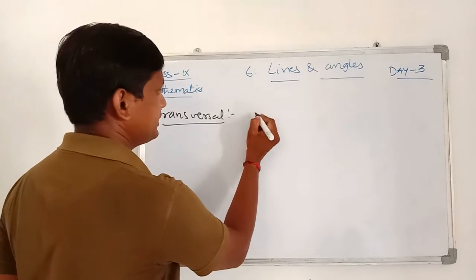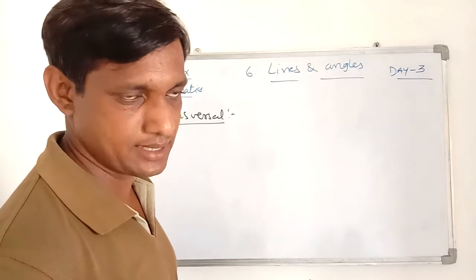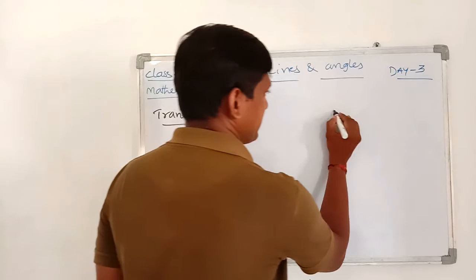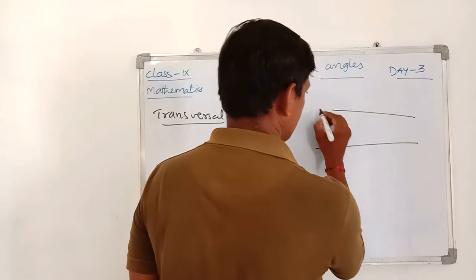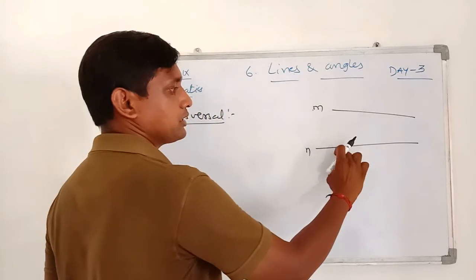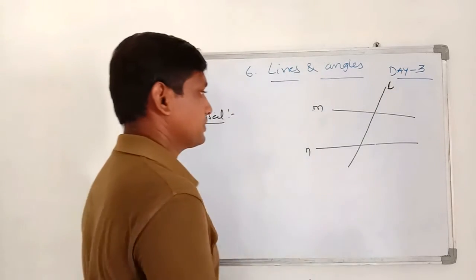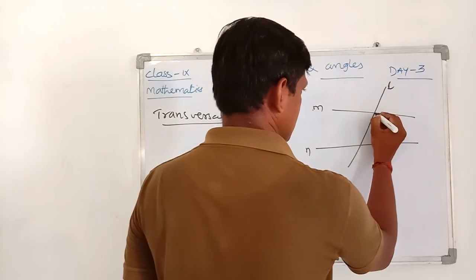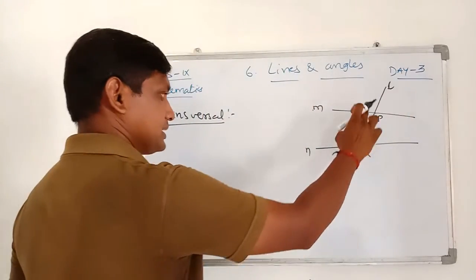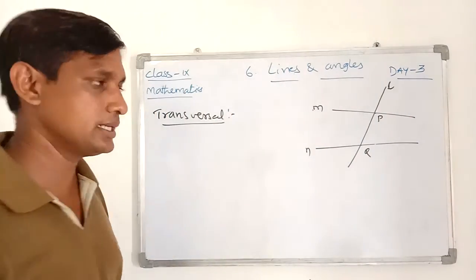A line segment which intersects two lines at two distinct places is called a transversal. Here I am taking two lines, M and N. Line L is intersecting M and N at two different places, that is P and Q. A line segment which intersects the two lines at two distinct places is called a transversal.